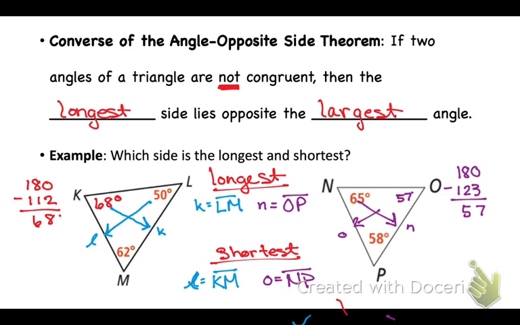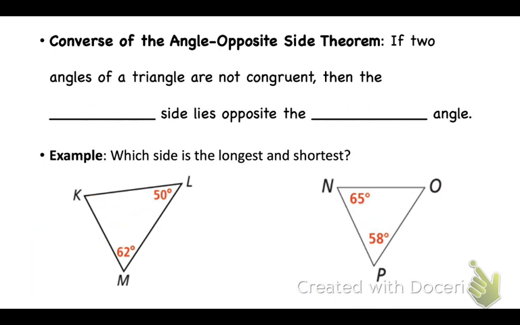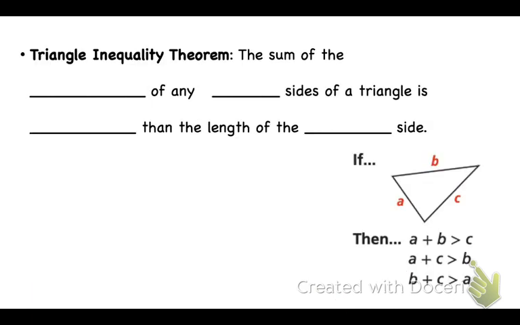Okay, did you guys get N, which is equal to OP, and O, which is NP? Did you get those two? Questions on this concept before we move on? No? Okay. So now we have a rule for if side lengths make a triangle. A triangle has three sides, yes?